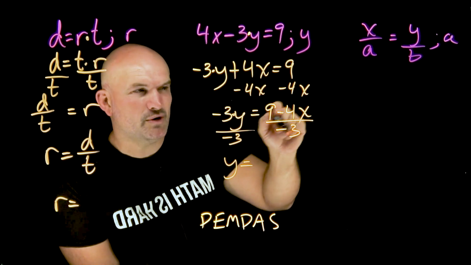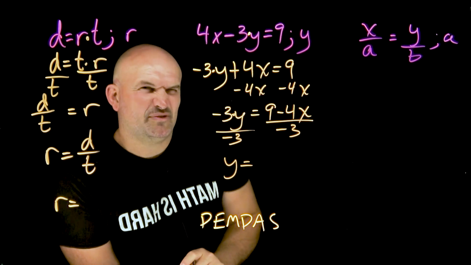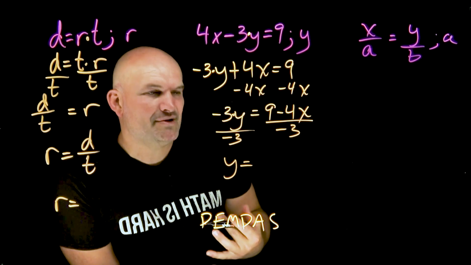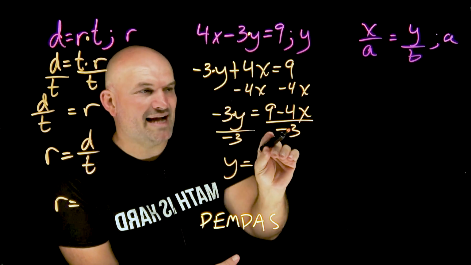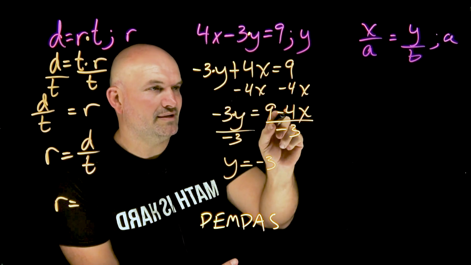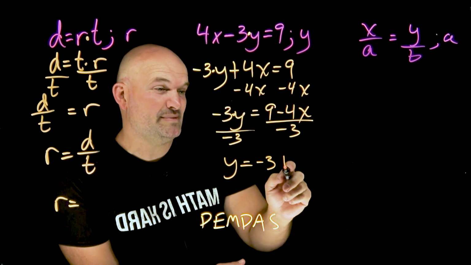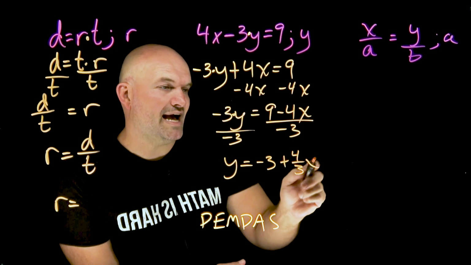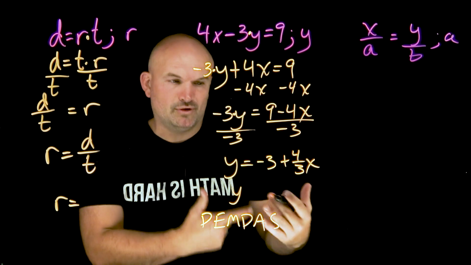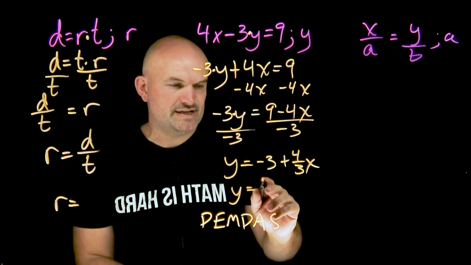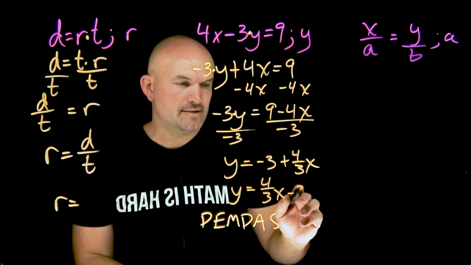And a lot of times students don't want to do that with the 4 because they're like, oh, 3 doesn't divide into the 4, so let's just not do it. Well, no, ladies and gentlemen, it's still being divided by 3, so we have to represent that. So 9 divided by negative 3 is a negative 3. Negative 4 divided by negative 3 is just going to be a positive 4/3 x. And then typically, this is still correct, but typically in mathematics, we like to have the variable in front of the constant. So therefore, y is going to equal 4/3 x minus 3.